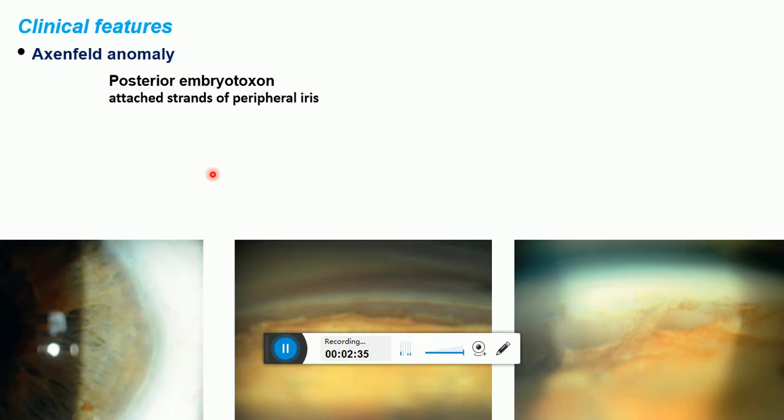Clinical features. First one is Axenfeld anomaly. There is posterior embryotoxin with attached strands of peripheral iris, the latter best viewed with gonioscopy. Here you can see posterior embryotoxin, and here the peripheral iris is attached to it on gonioscopy.